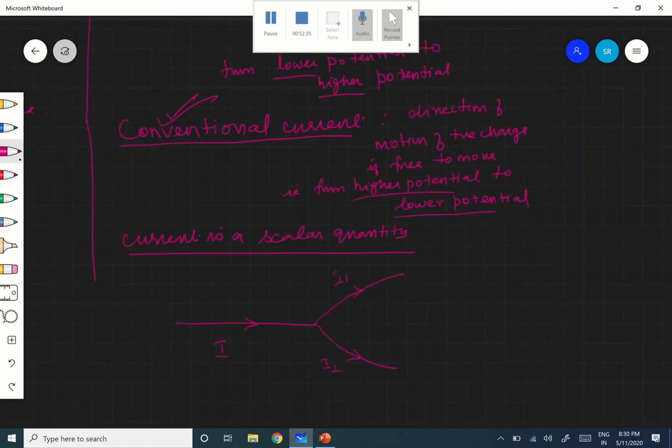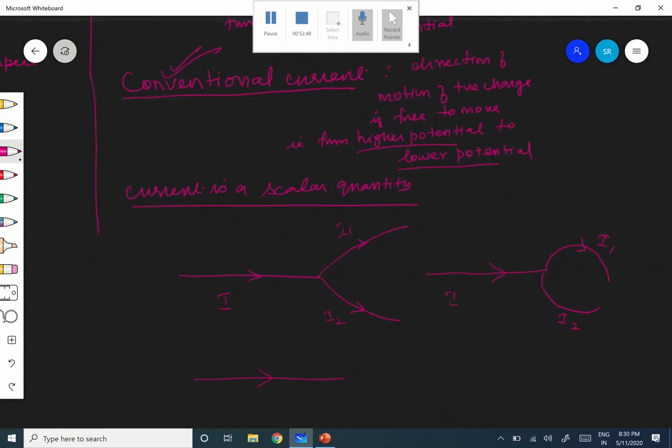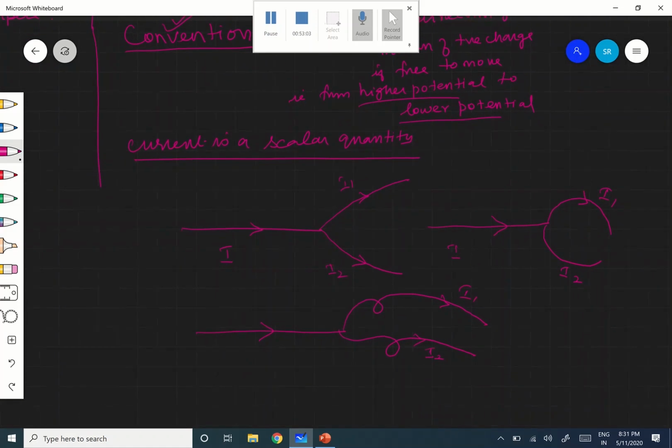Next one, it is the same current, it is going like this, and next one, I current goes I1. Randomly I'm drawing, whatever is the case, this is I, the current here. This current is divided into two.